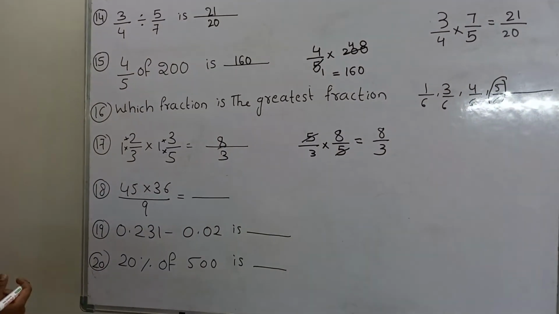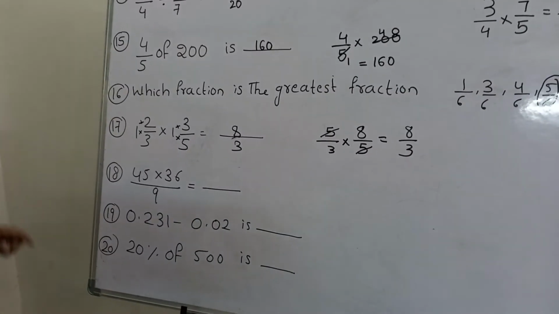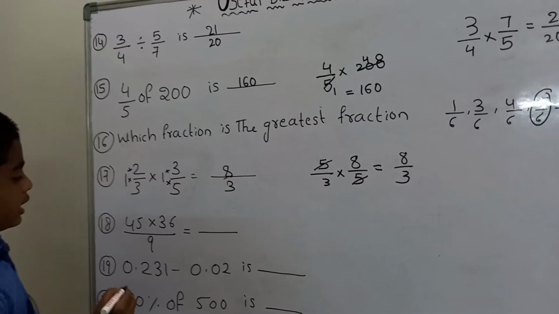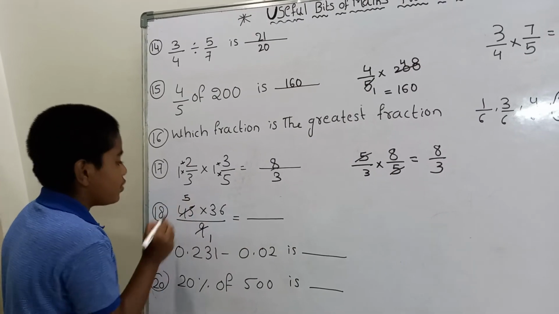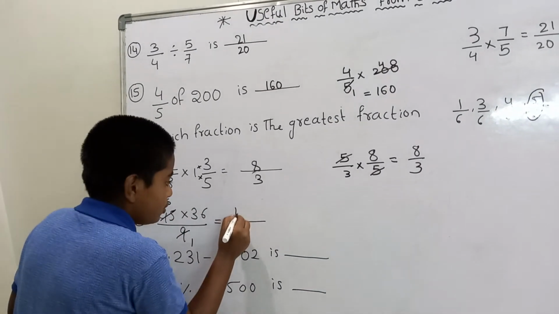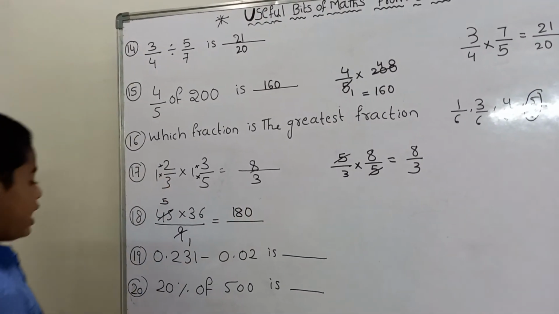And next question is, 45 into 36 by 9 is equals to. Here we can directly cancel as 9 ones are 9, 9 5s are 45. 5 into 36 is 180.